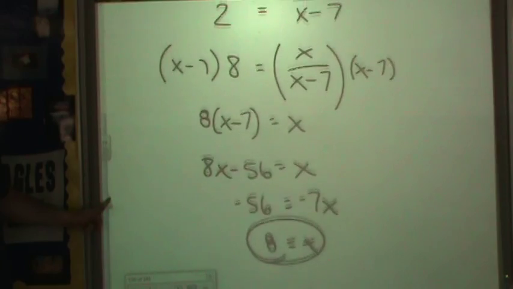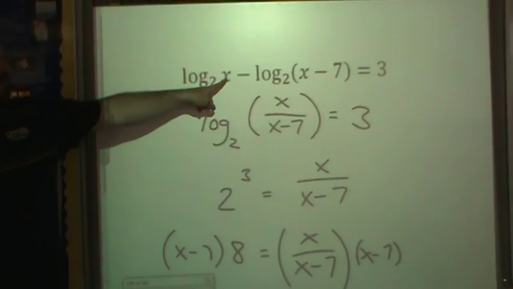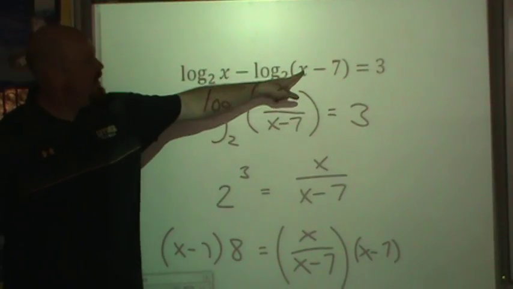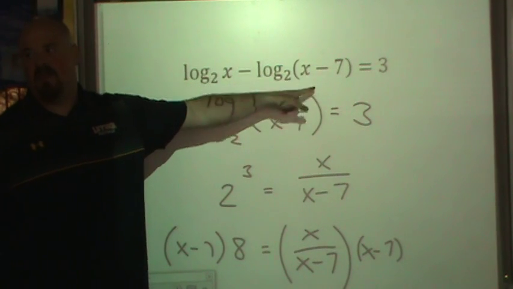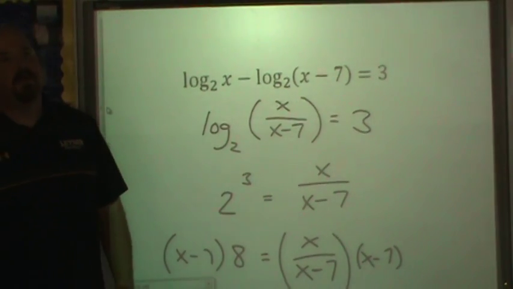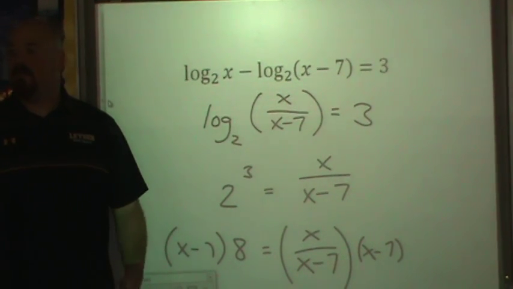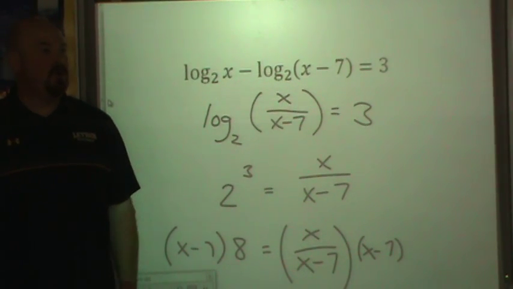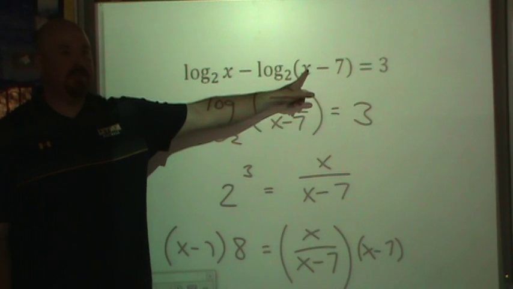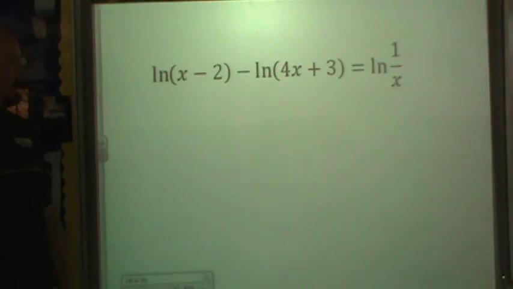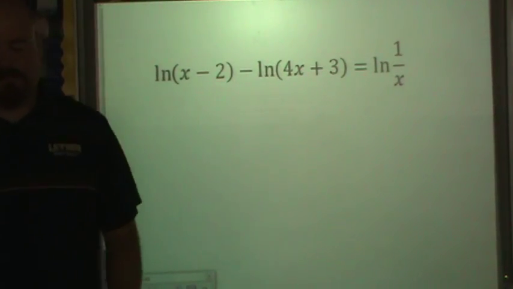Make sure it works. Can I put an 8 here? Yes. Can I put an 8 here? I better check. 8 minus 7 is 1. Okay. Right? But if I had gone through this entire process and got 6, that would be no good, because I can't put a 6 here. Let's do this one.